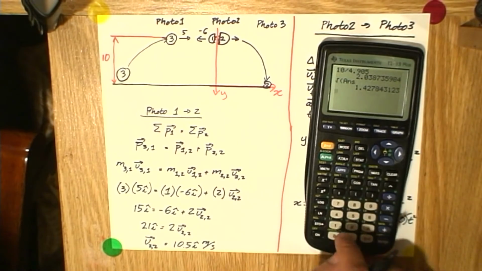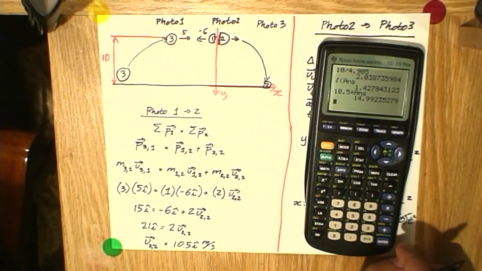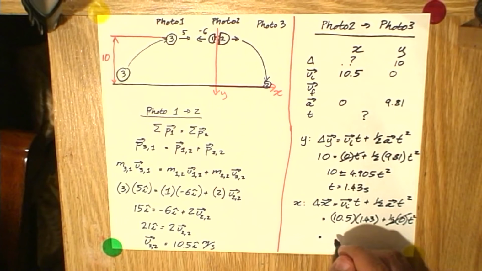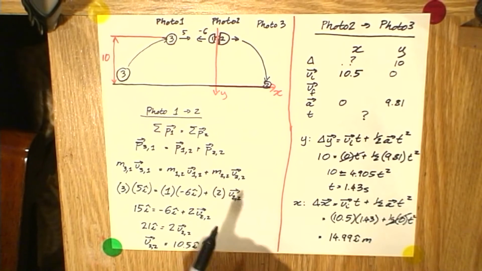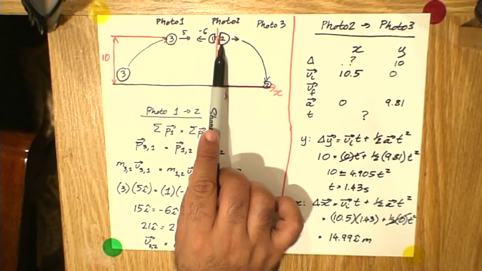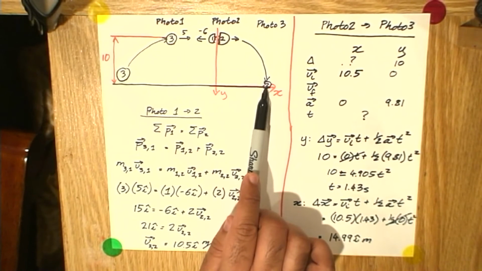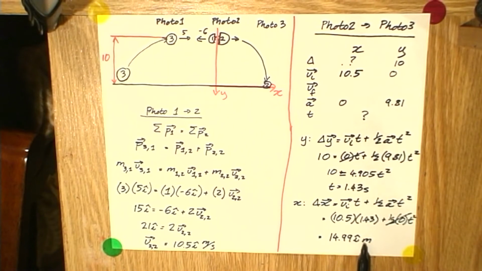So 10.5 multiplied by 1.43 gives us 14.99. So delta x is 14.99 i hat meters. That is the displacement of this 2 kilogram fragment as it travels rightwards, and just before it hits the ground. It travels 14.99 meters in the rightward direction.